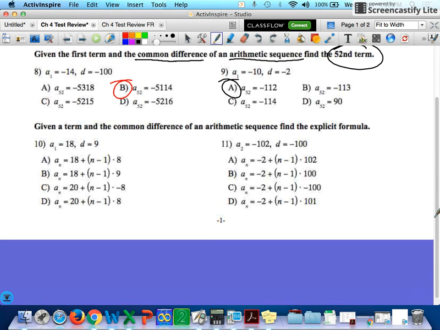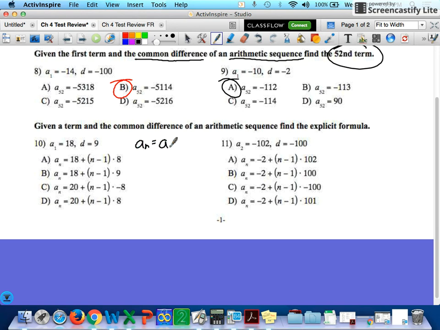Okay, now we get into some of these more difficult problems that people have a little bit of trouble with. Given a term and the common difference of an arithmetic sequence, find the explicit formula. Guys, this first one, don't miss this first one. First one is a softball. The explicit formula is A sub n equals A sub 1 plus n minus 1 times our common difference. And remember from what we learned this Wednesday, what we need is that A sub 1 and the difference. That's what makes it an explicit formula, okay?